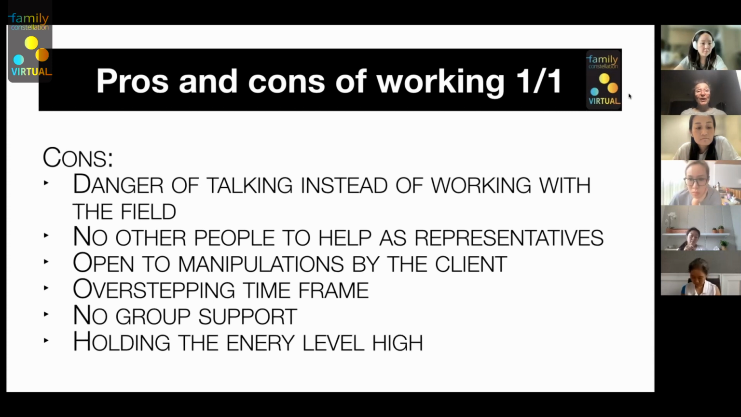Also, when you are in a one-on-one session, you have to hold the energy level always high. There is also a lack of the group energy that is supporting you in holding the energies. You are on your own to hold the space and to hold the energy high. So that can also be a little bit daunting.